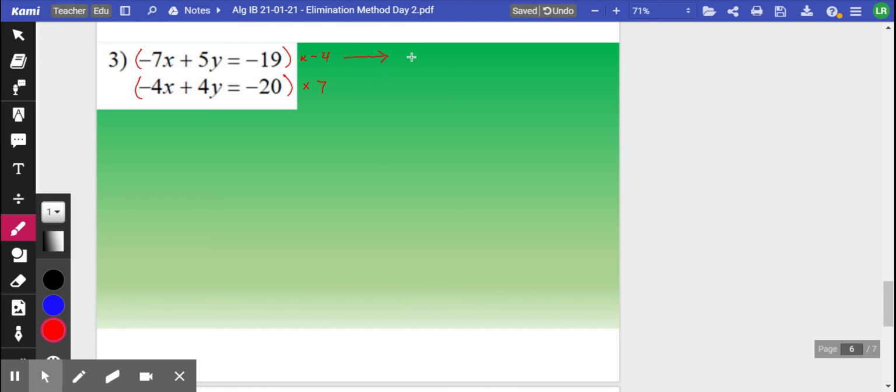-7x times -4, that is +28x. 5y times -4 is -20y. -19 times -4 is +76. The bottom, everything times 7. So -4x times 7 is -28x. I can see my opposites already there. 4y times 7 is +28y. And -20 times 7 is -140.